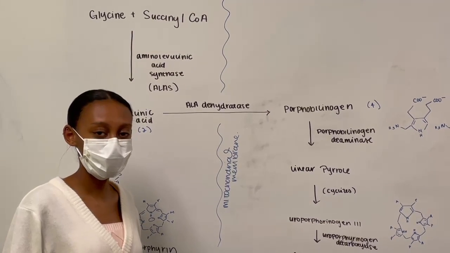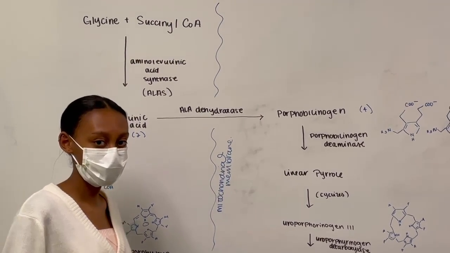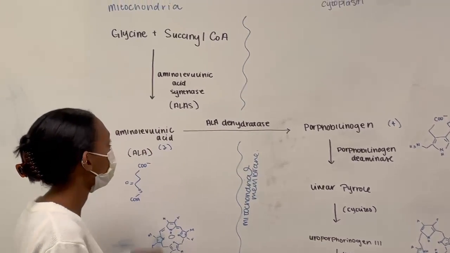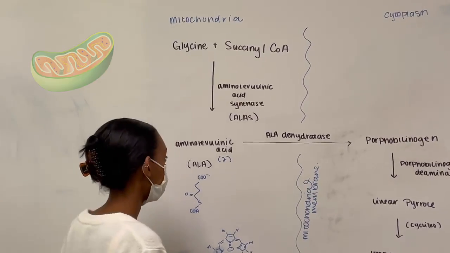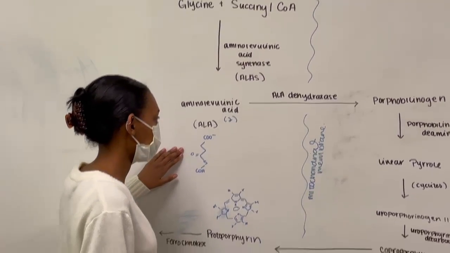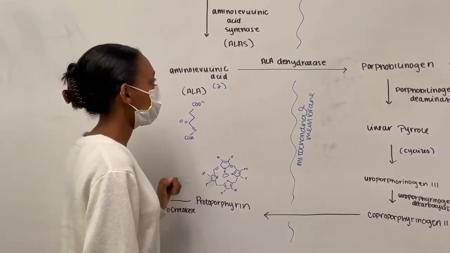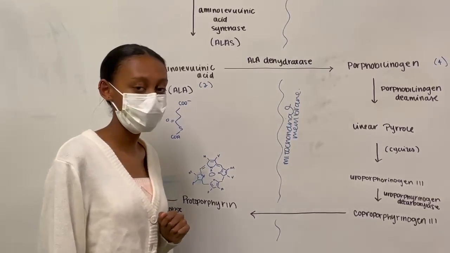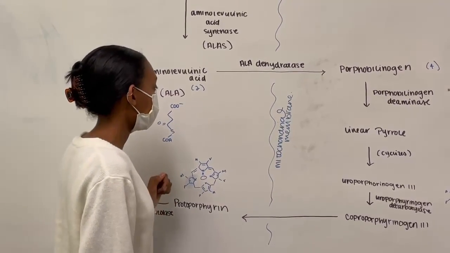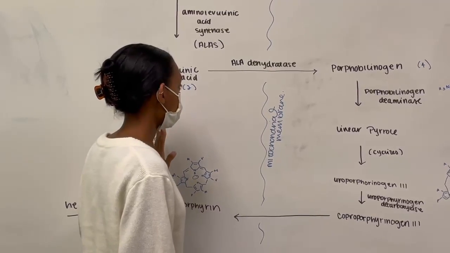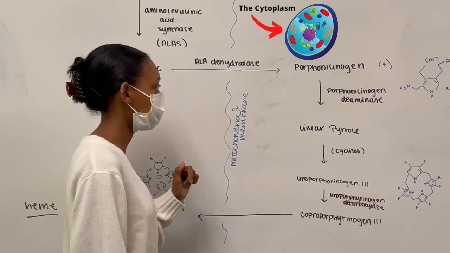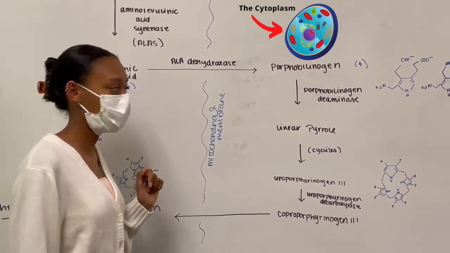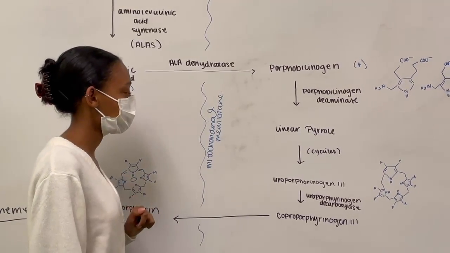Heme synthesis occurs in both the mitochondria and the cytoplasm. The first step occurs within the mitochondria, where glycine and succinyl-CoA are reacted to form aminolevulinic acid. This reaction is catalyzed by aminolevulinic acid synthase, or ALAS. Afterwards, aminolevulinic acid is transported across the mitochondrial membrane to form porphobilinogen, and this reaction is catalyzed by ALA dehydratase.